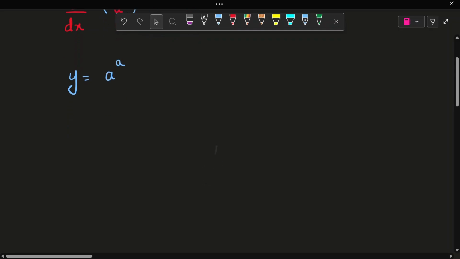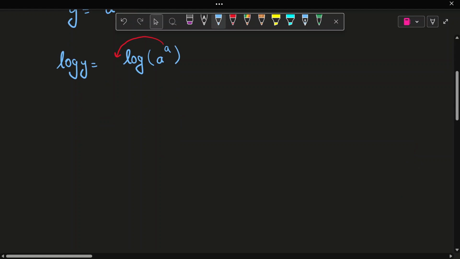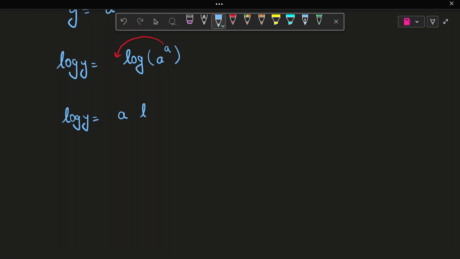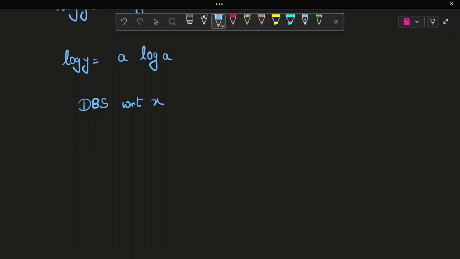And we'll just take log both sides, which would be log y equals log of a to the power of a. Now using the log property, this a would come to the front and it would look something like log y equals a times log a. Now if we differentiate both the sides with respect to x, it would be 1 over y dy by dx.